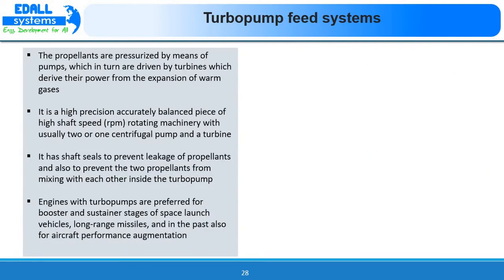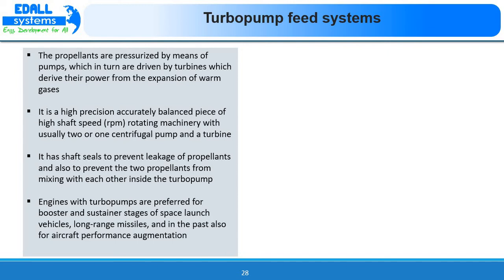Now we'll discuss turbopump fed systems. The propellants are pressurized by means of pumps, which in turn are driven by turbines, which derive their power from the expansion of warm gases. So this is the loop in which this turbopump fed system runs. That is, the power derived from the expansion of warm gases drives the turbine, which is used to pressurize the propellants using pumps. So it is a high precision, accurately balanced piece of high shaft speed rotating machinery with usually one or two centrifugal pumps and a turbine.